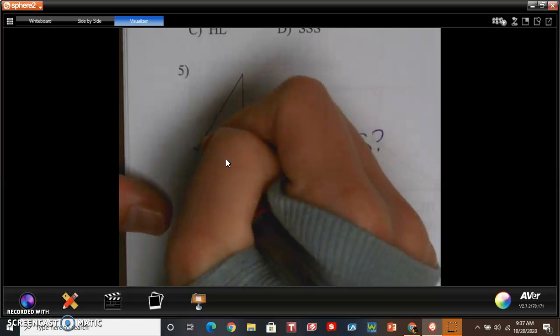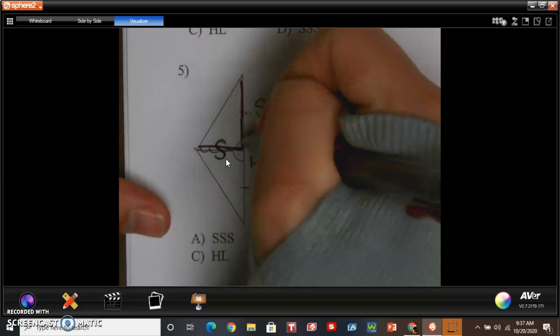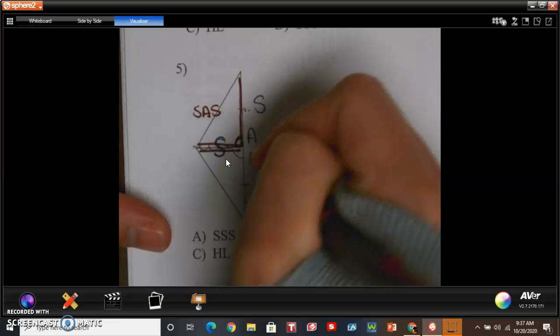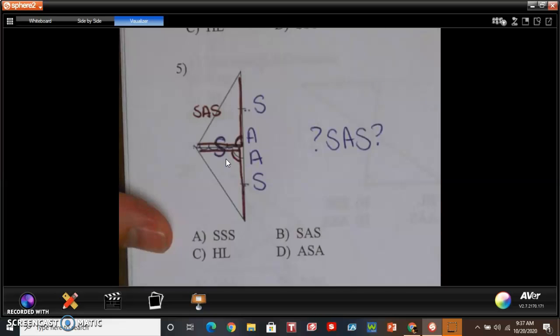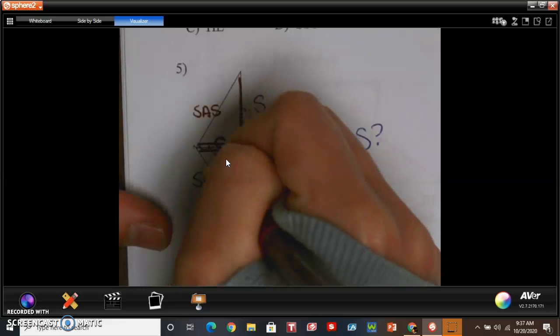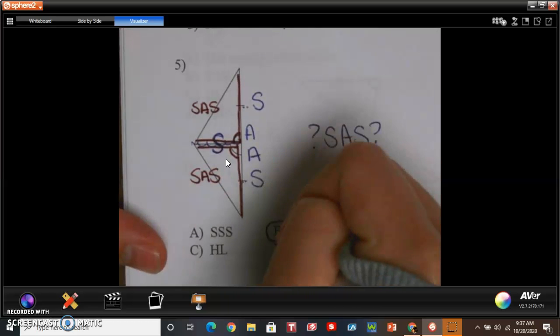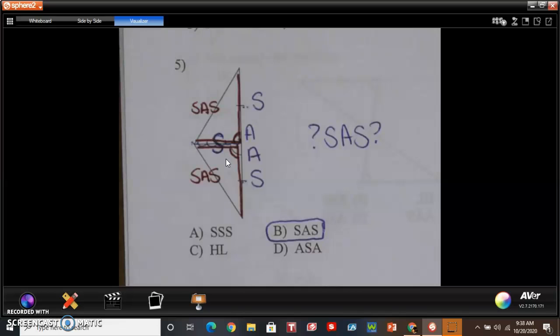So the top triangle here, when I connect my sides, voila, the angle is there. So this one is side, angle, side. When I connect my 2 sides on this one, oh look, voila, the angle is there. So that is side, angle, side. So that is our answer. Ta-da!